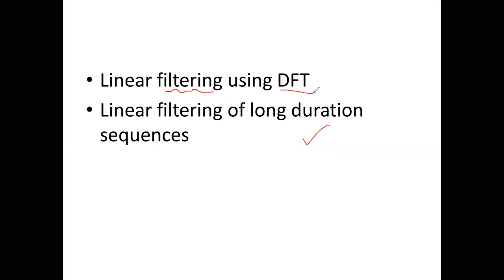I had already convinced you that there is an algorithm called the fast Fourier transform, which will let us do DFT very, very efficiently, with N by 2 log N number of multiplications. So instead of doing it directly with the formula x of k h of n minus k for linear convolution, doing it using the FFT algorithm is much more efficient, which we'll realize later. So let us first discuss linear filtering using DFT.